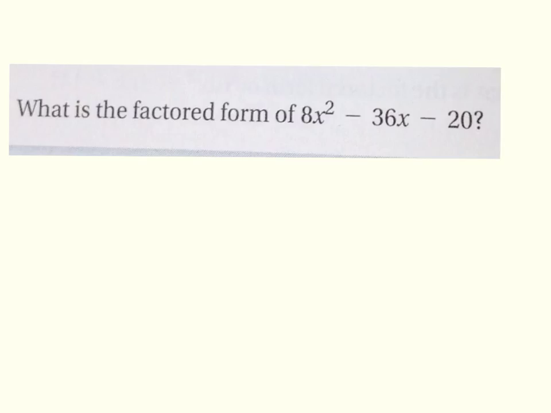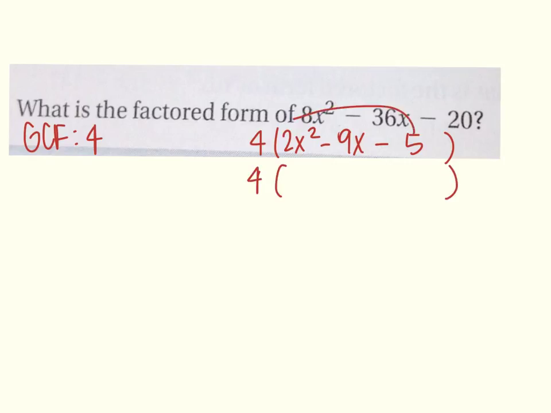Let's try it again. Is there a GCF here? 8, 36, and 20. I bet 4 will go into all of them, so I'm going to write a 4 out front. Divide it out, and I get 2x squared minus 9x minus 5. Now I do the MAC method, but remember you keep the 4 out front. So I'm going to multiply A and C, and I get 2x squared minus 9x minus 10.